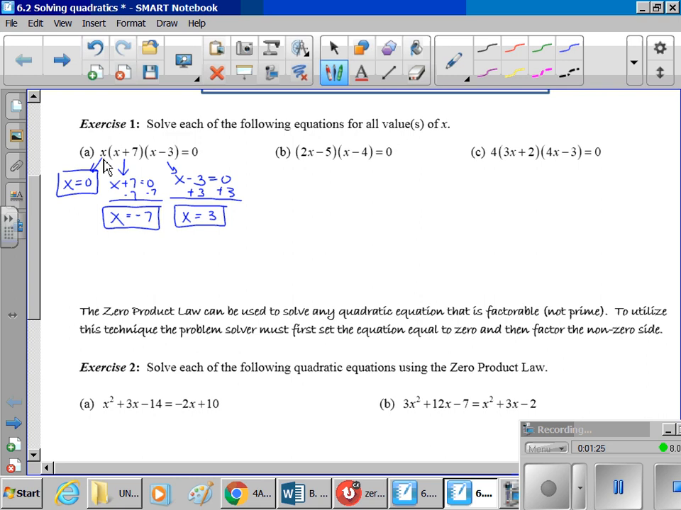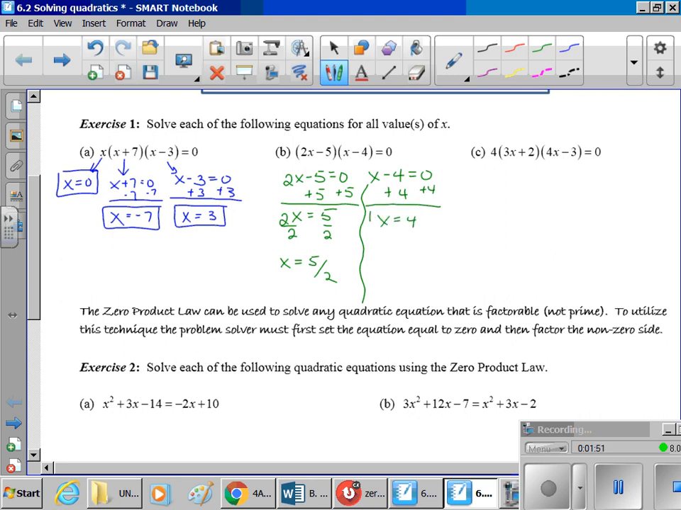We set each of our factors equal to 0, so 2x minus 5 is equal to 0, and x minus 4 is equal to 0. Don't flip out that this is a fraction. You can handle it. 2x is equal to 5. Divide both sides by 2, and x is equal to 5 halves. Or add 4 to both sides, and x is equal to 4.